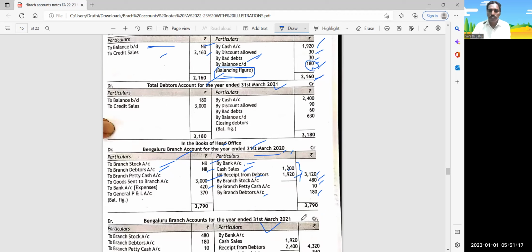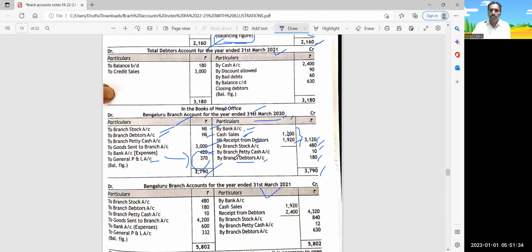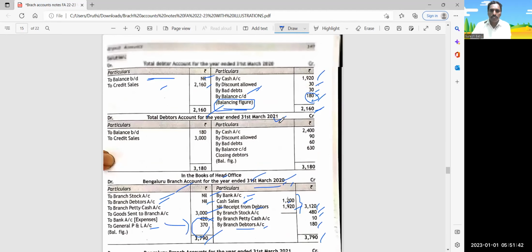This, what is that? Branch debtors. Okay. So now you balance it. If you balance, the credit side exceeds at 3,790, 3,790, and the balancing figure is 370, which is branch profit. So which year is it profit? 2020. Okay, note this. It is very important. Now we will go to 2021.